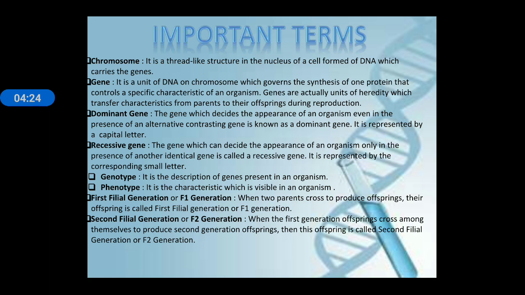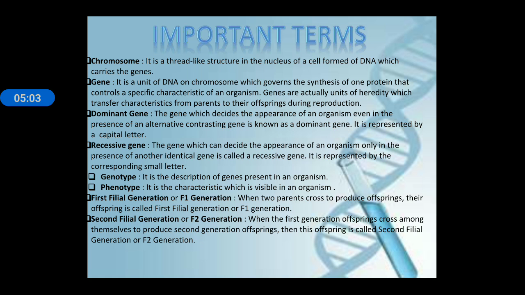Next is genotype. Genotype is the description of genes present in an organism, and phenotype is the visual character that appears in an organism. Next, when two parents are crossed, then the new generation or the new offspring will form. This is known as the first generation, or first filial generation, or F1 generation. So what is F1 generation? When two parents cross to produce a young one or offspring, their offspring is called the first generation or F1 generation. Next is the second generation, that is F2 generation.